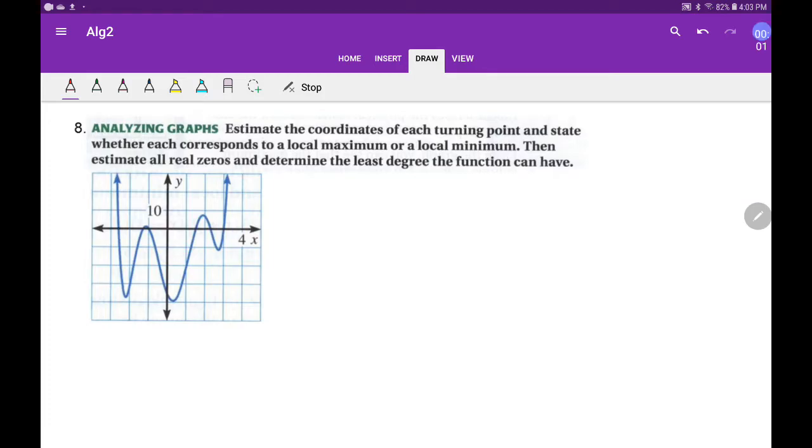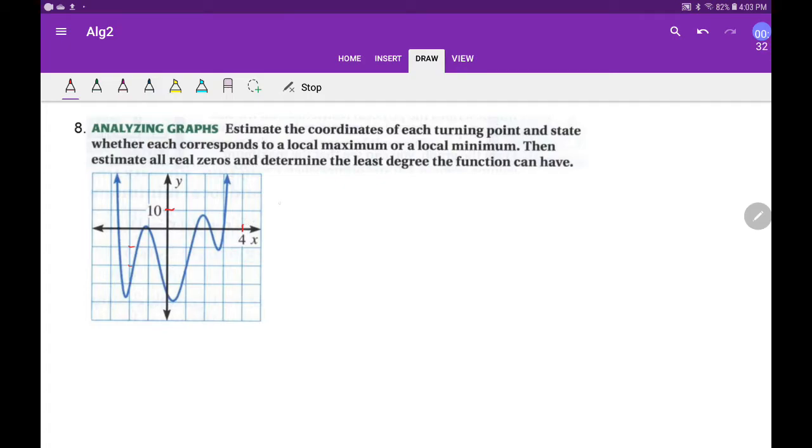We're going to estimate the coordinates of each turning point and state whether it's a local minimum or a local maximum. So let me start on the left here. Looks like we're going by tens on the y-axis. That's 10 right there, and we're going by ones on the x-axis.